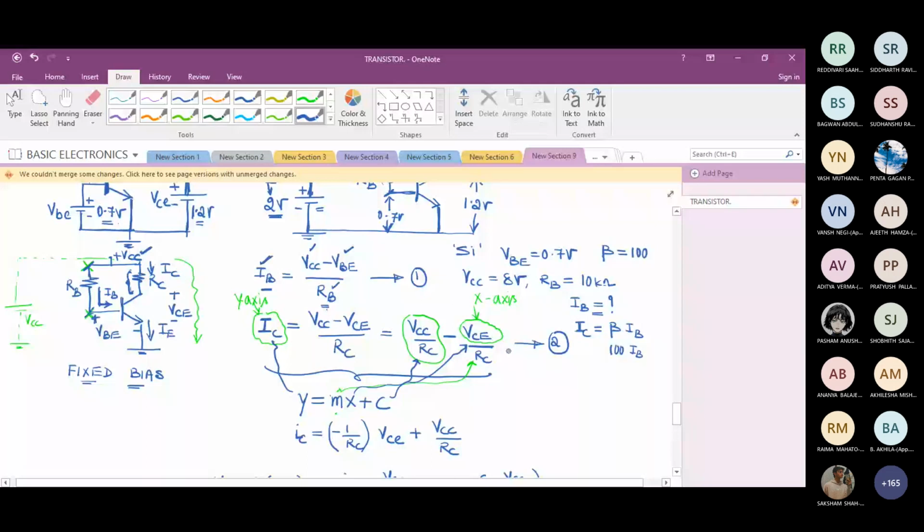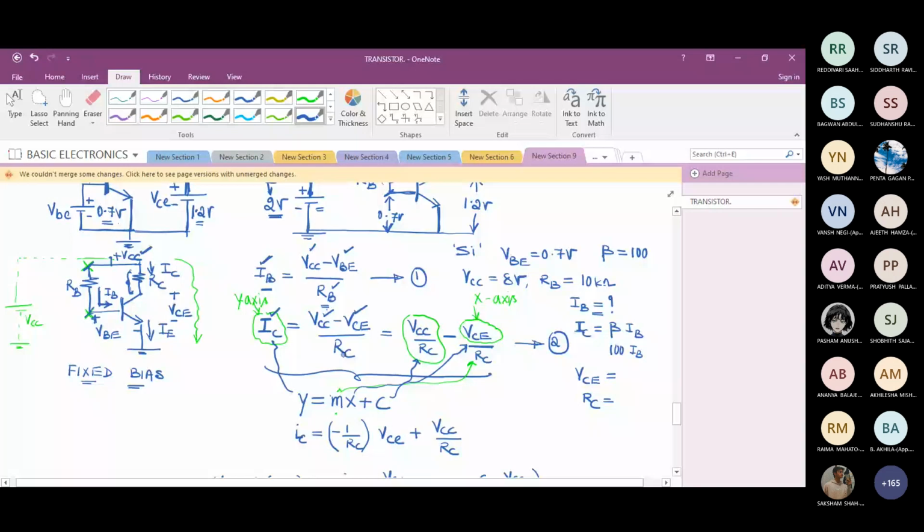If I know IC and say I know VCE, are we in a position to find resistance RC? Can we calculate RC? Yes, we can use equation number 2, where IC is mentioned, VCC we know, VCE also we know. Easily I can find resistance RC. Is it fine?